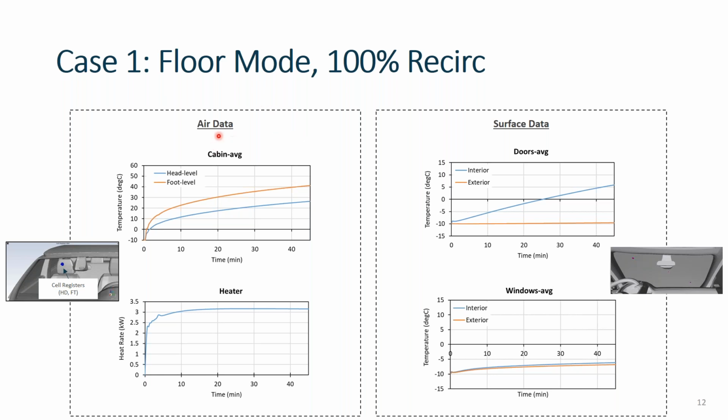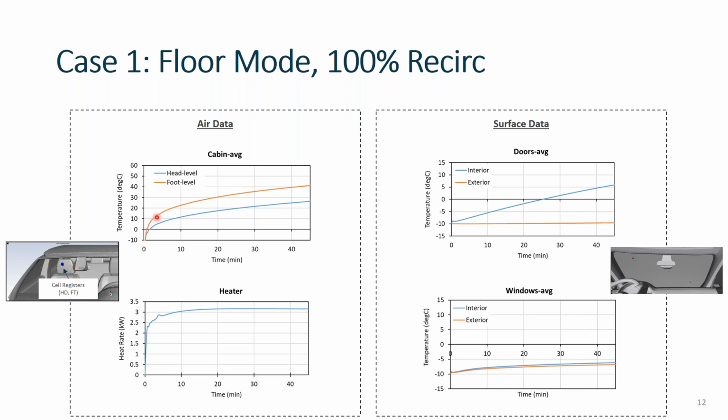We have air thermocouple data, we have surface thermocouple data. In terms of the air data, this really comes from cell registers, which is what they're called in Fluent. So these are collections of cells, and we can take averages to get a good representation of what a thermocouple temperature might be at that specific location. So we have these dispersed around at head level and foot level within the vehicle.